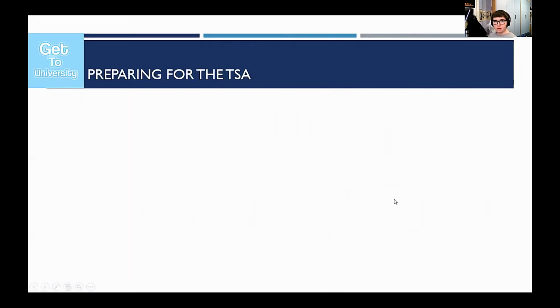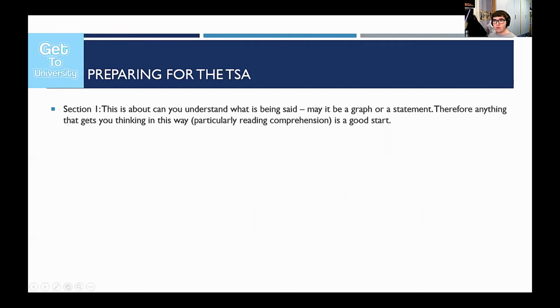In terms of preparation, the first thing is that section 1, when I had a look at it, comes down to one simple thing: you need to understand what things are saying. When I say things, it could be graphs or a written passage, and close reading of that so you understand what they're actually saying.